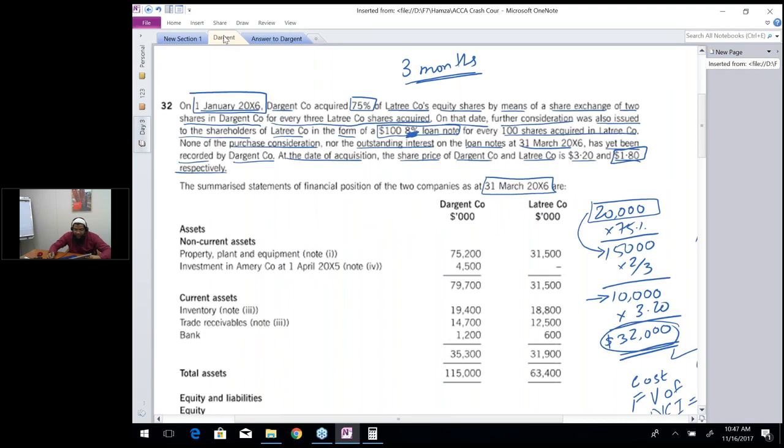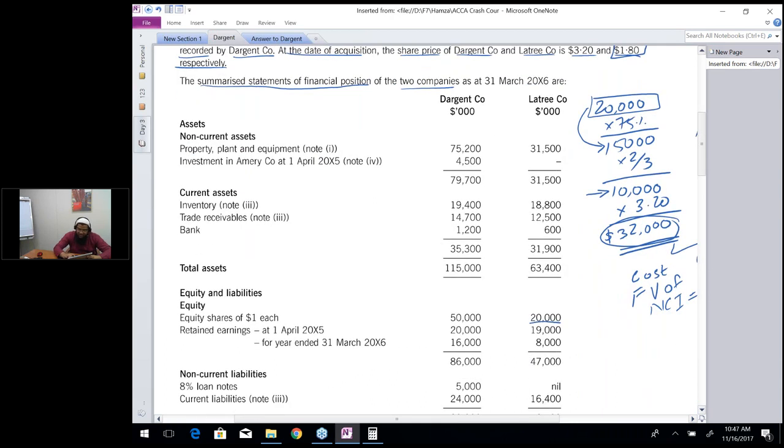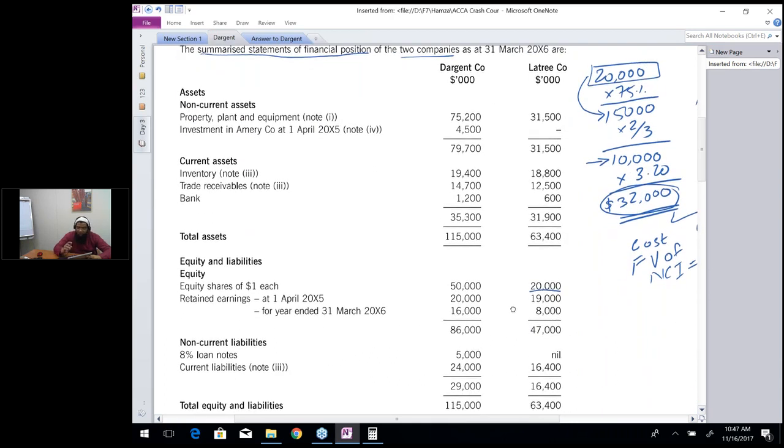So now we are done with adjustment number 0, where there was no adjustment reference, no number 1, 2, 3, 4, nothing. So I've called it adjustment 0. Now the question says that the summarized statement of financial position of the two companies as at 31st March 26 are. Now the question has given us the balance sheet. Let's have a quick overview of this.